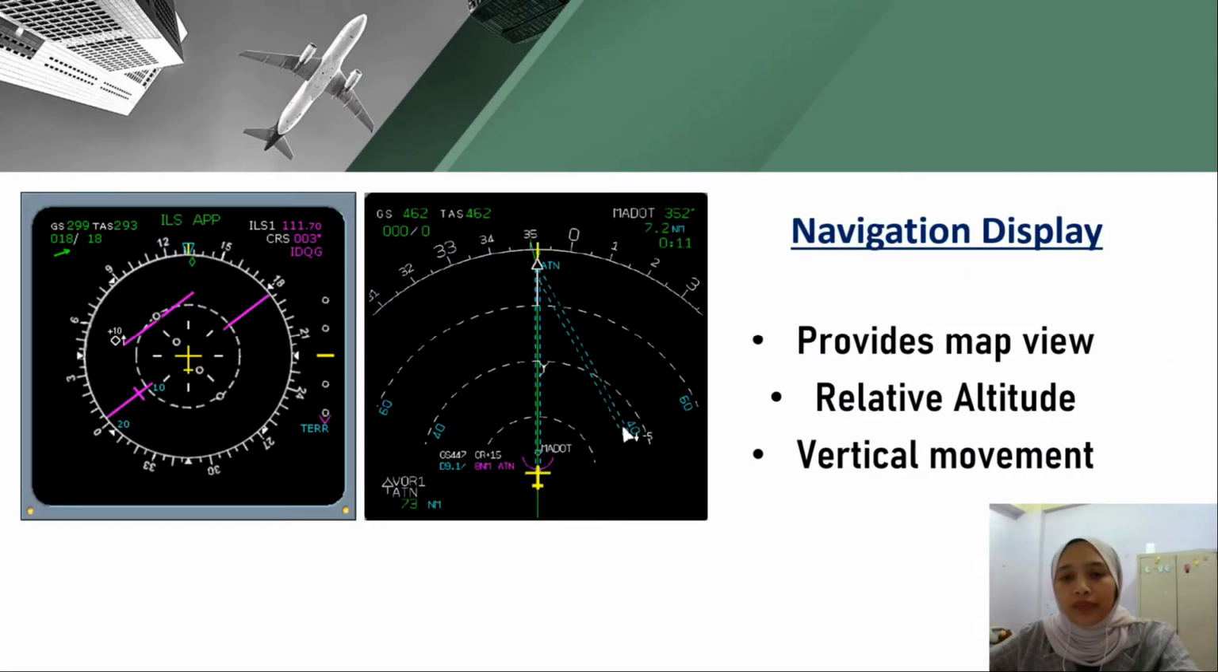Okay, now we have the navigation display. The navigation display screen displays the lateral navigation status of the aircraft. The main characteristics of the navigation display are the color screen and the ability to display different modes and functions, such as route, flown, VOR, AFD, ILS, weather radar, and GPS.